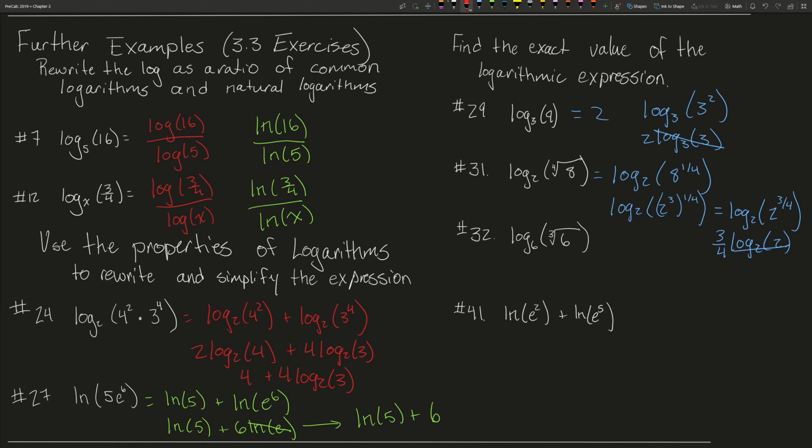Number 32, log base 6 of the cube root of 6. Again, we can rewrite this as log base 6 of 6 to the 1/3. Using the power property, we can get rid of the 1/3. So we're left with 1/3 log base 6 of 6. Log base 6 of 6 is just 1, so we're left with 1/3.